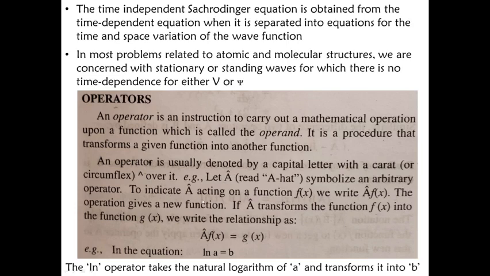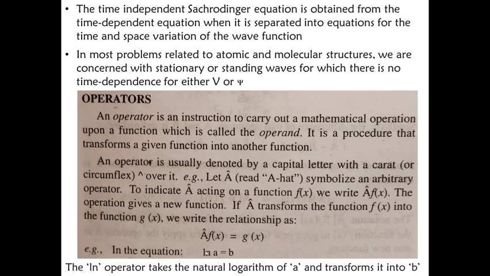To indicate an operator A-hat acting on a function f(x), we write A-hat acting on f(x). f(x) is a function. The operation gives a new function. Only if we get a new function has some mathematical operation taken place. If an operator transforms the function f(x) into another function g(x), we write the relationship as A-hat acting on f(x) equals g(x). So this f(x) is converted into g(x), or the operator A-hat transforms f(x) into g(x).